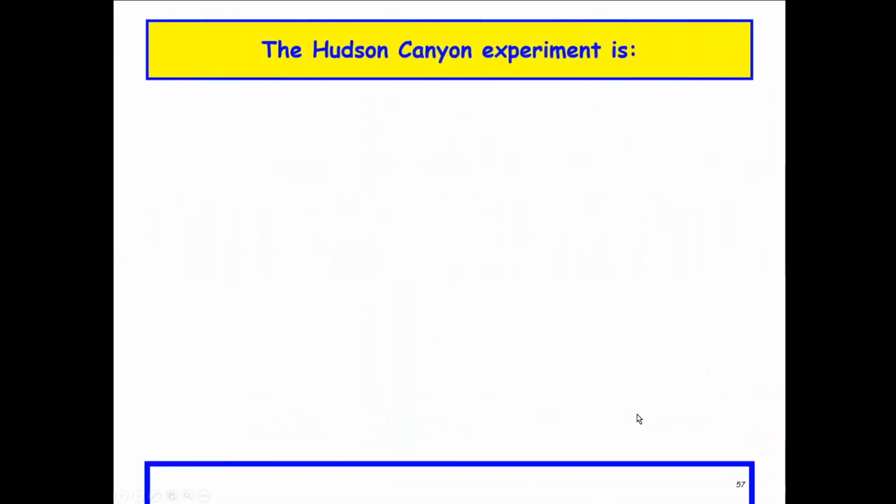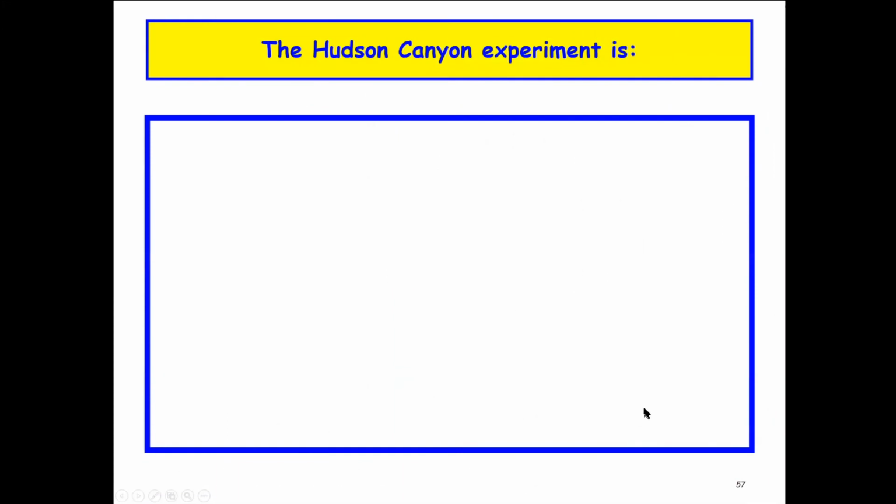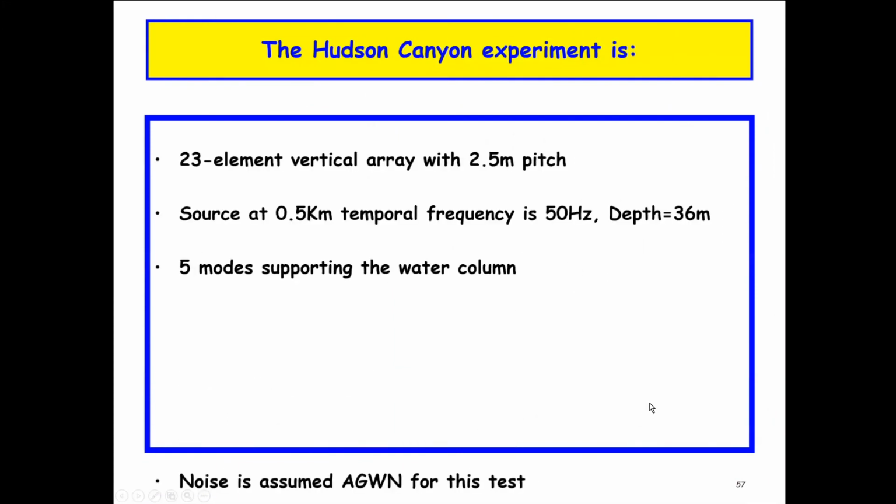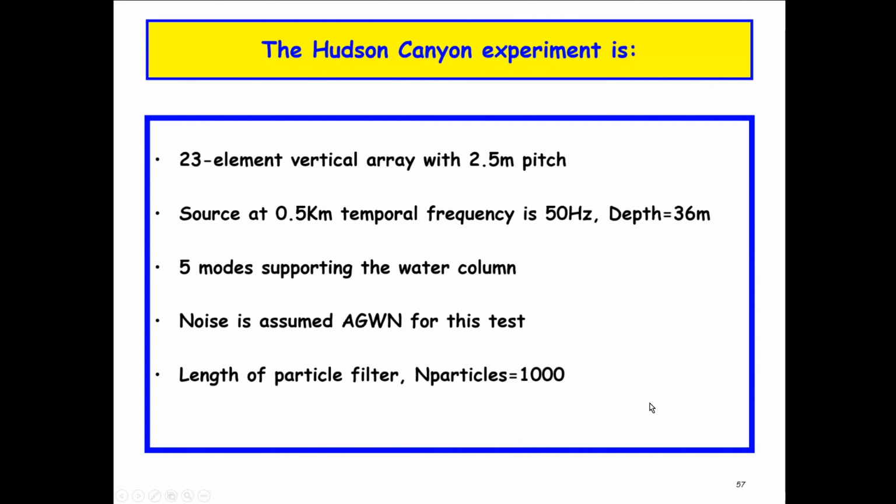So the results, see, I still have 9 minutes. Again, this is the experiment that Bill Carey ran, and he ran another set in the 90s, but this is the only data that I had. You had a 23-element array. The source was 50 hertz, at a depth of 36 meters. It supported 5 modes. That came from the boundary value solution, so I knew that. We assumed Gaussian noise. And for the length of the particle filter, I picked 1,000 particles.